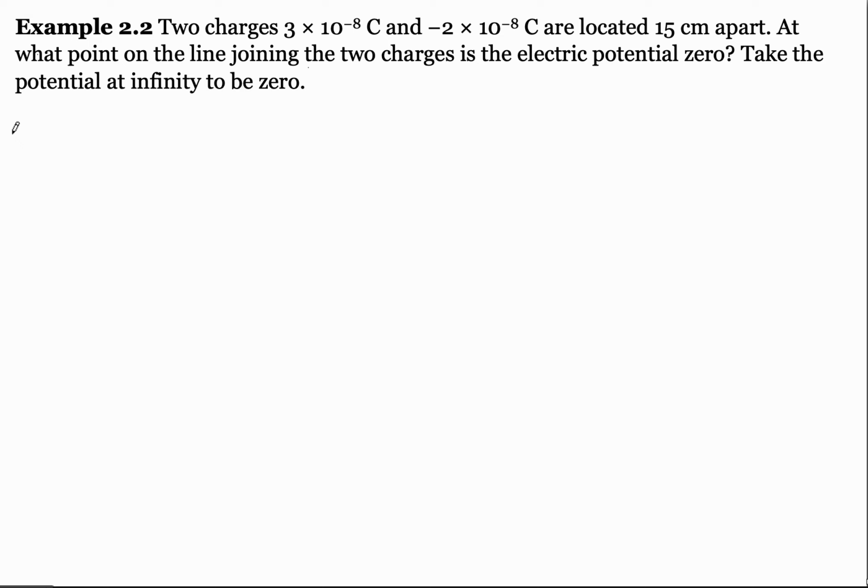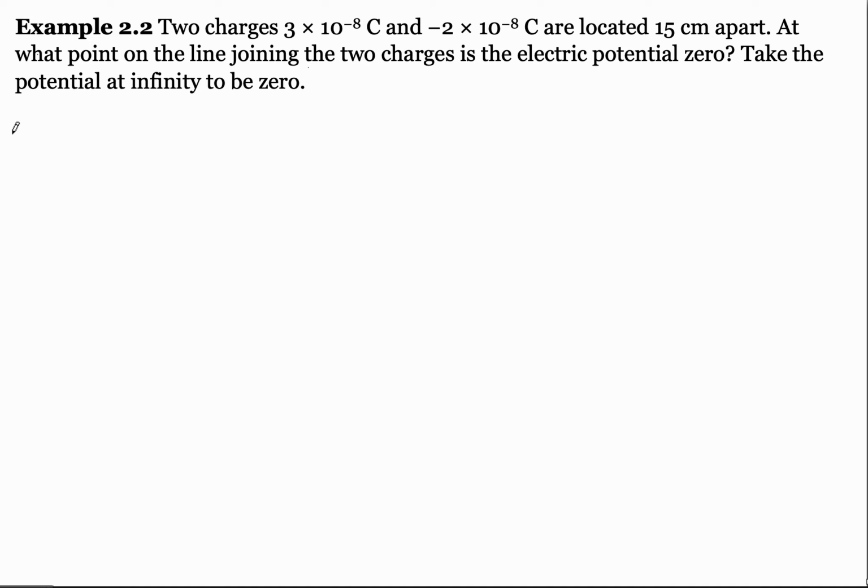Okay, so this question is from NCERT chapter 2. This is example number 2.2, and the chapter name is Electrostatic Potential and Capacitance. In the question, two charges 3 into 10 raised to the power minus 8 coulombs and minus 2 into 10 raised to the power minus 8 coulomb are located 15 centimeter apart. At what point on the line joining the two charges is the electric potential 0? Take the potential at infinity to be 0.